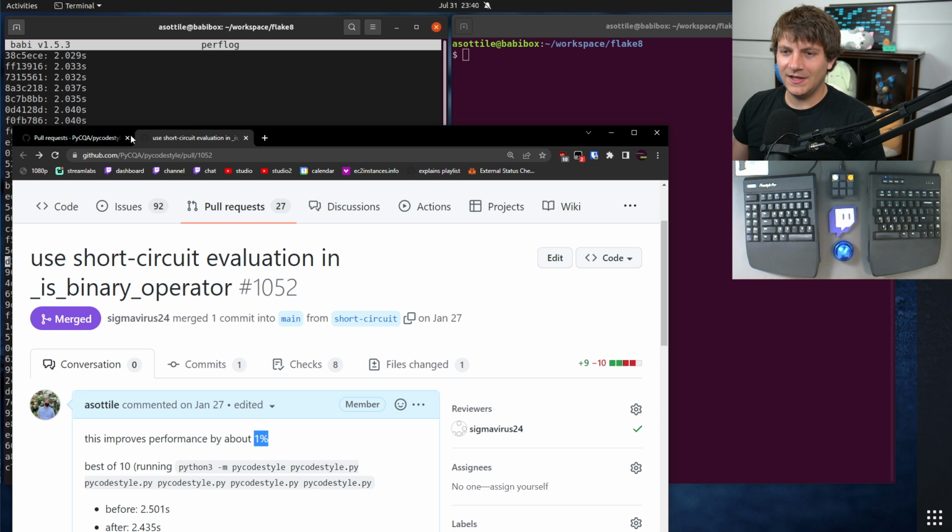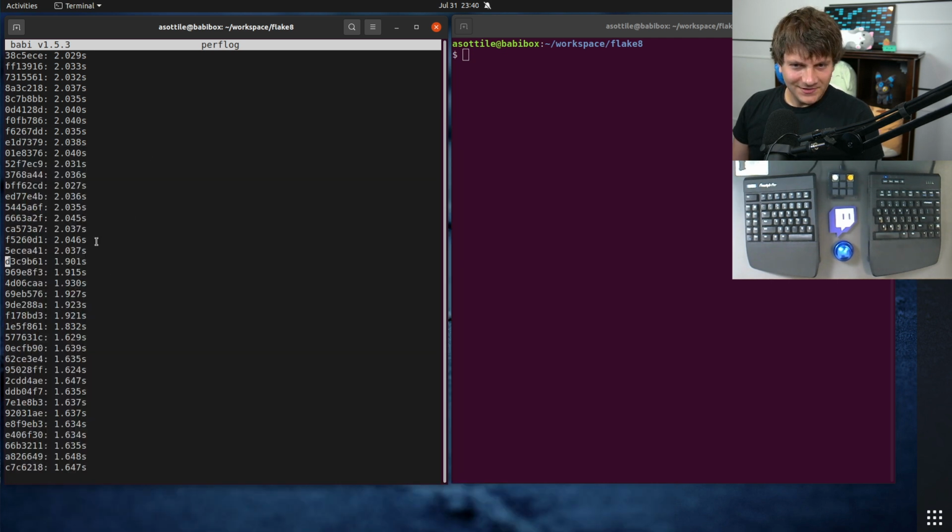But anyway, those are some of the performance improvements that were made as part of the flake8 5 release. Hopefully you found some tiny insights into this interesting.